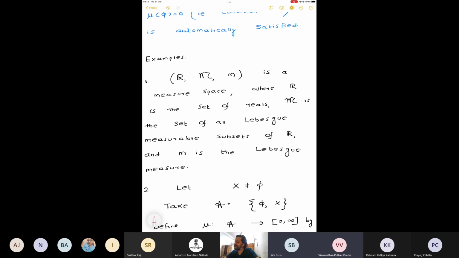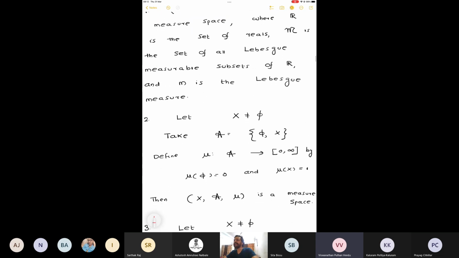The set of real numbers, the set of all Lebesgue measurable sets, and the Lebesgue measure. So this is our prototype example, script M. Script M is the collection of all Lebesgue measurable sets, which comes via outer measure, the Carathéodory splitting condition, and so on. You restrict the outer measure to the collection of all measurable sets, and then you get what is called the Lebesgue measure.